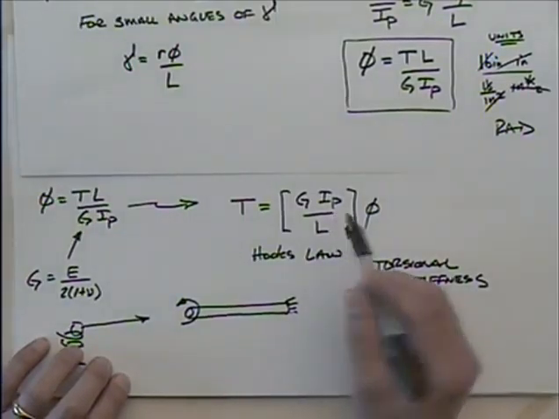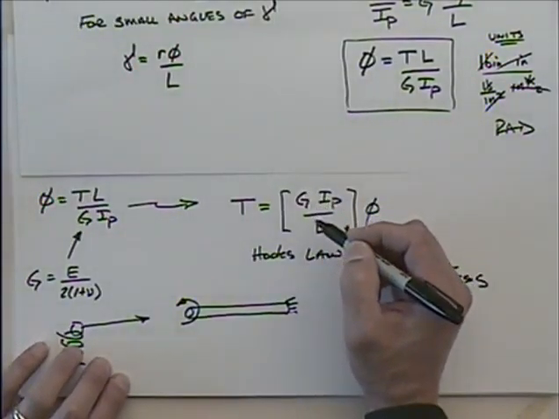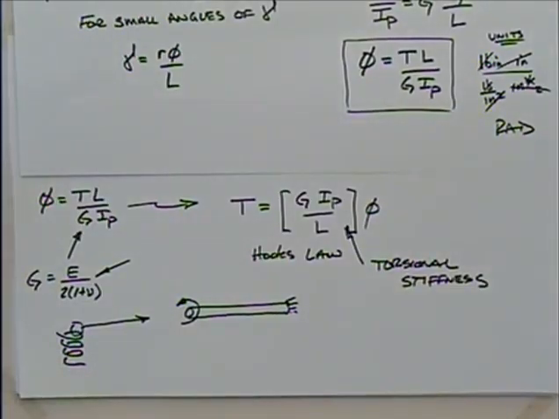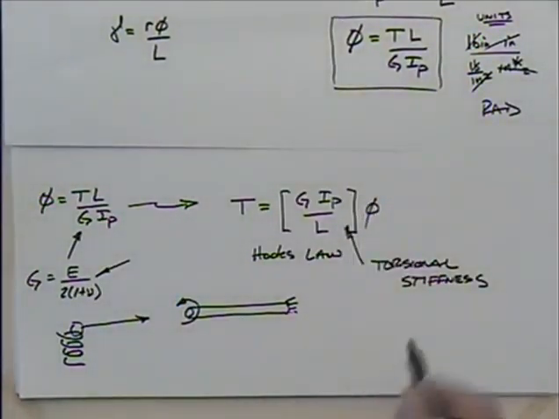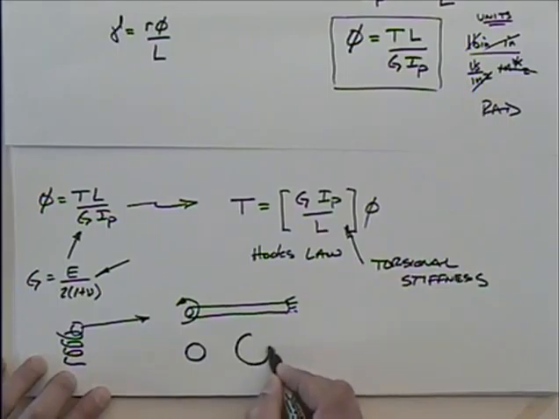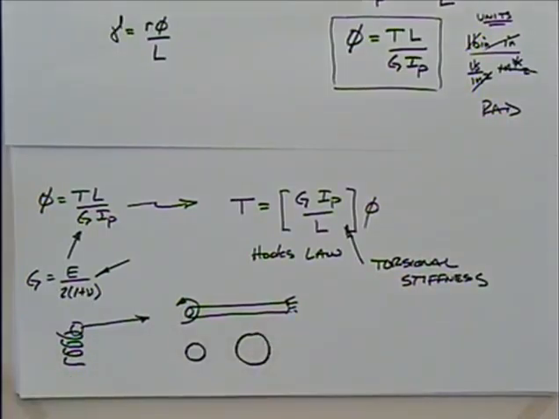So the stiffness, if we increase G, is that going to change the stiffness? Sure. If I go from an aluminum spring to a steel spring, that'll definitely change the properties. So that makes sense. What if we change the polar moment of inertia? If I go from a torsion bar with a cross-section that looks like this to one with a cross-section that looks like that, it changes dramatically.